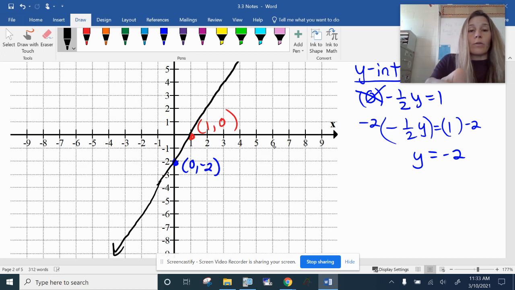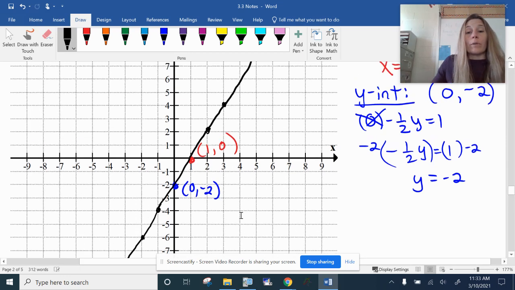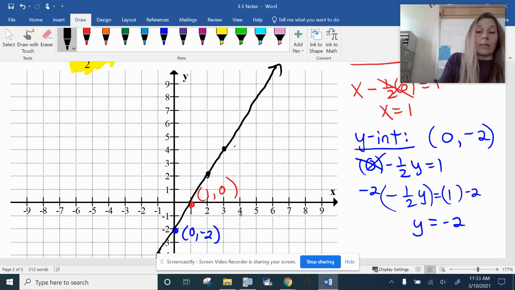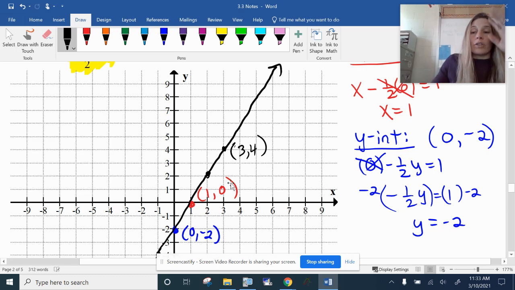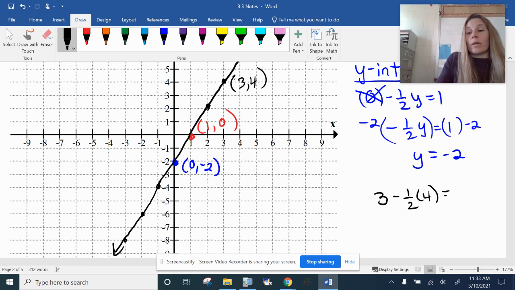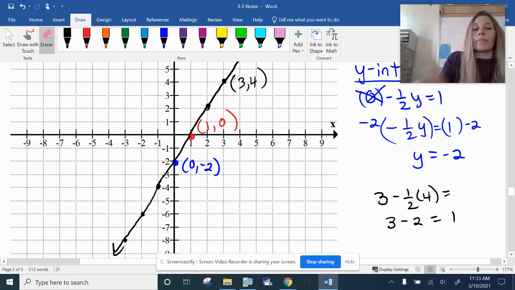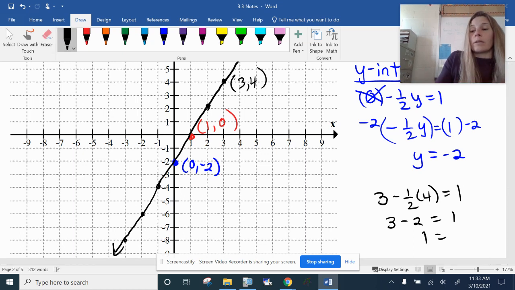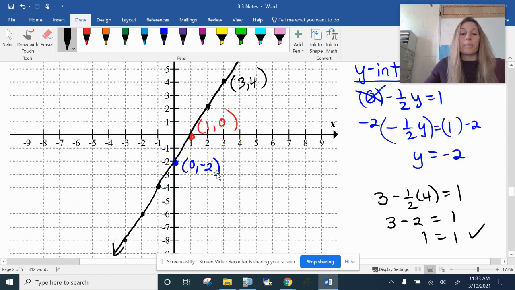Right, now once again, if you look through and see where it's maybe crossing in some other spots, you could check one of those points to make sure that you did it right. So let's say I want to check this one here, which is 3, -4, right? So if I'm going to check that point, I would have 3 minus 1/2 times -4 equals 1... 3, half of 4 is, oh, I'm sorry, is a 2. 3 plus 2... and that does equal 1, so we checked it out.